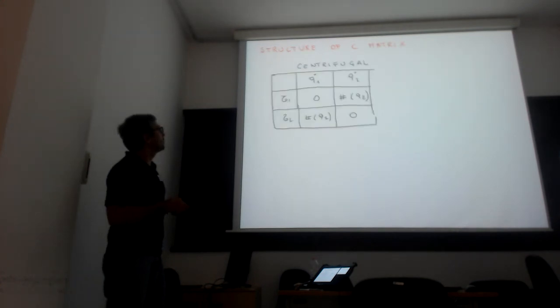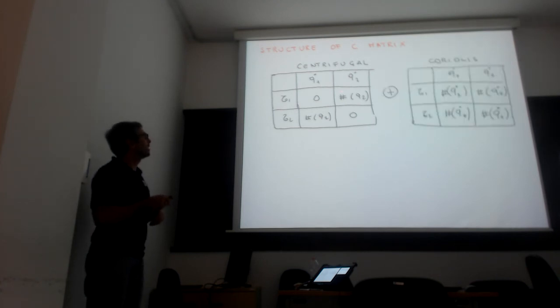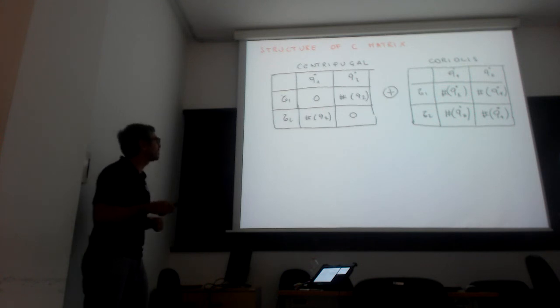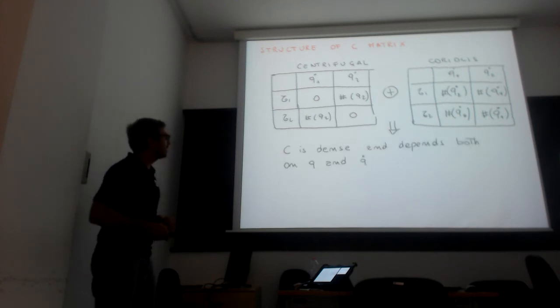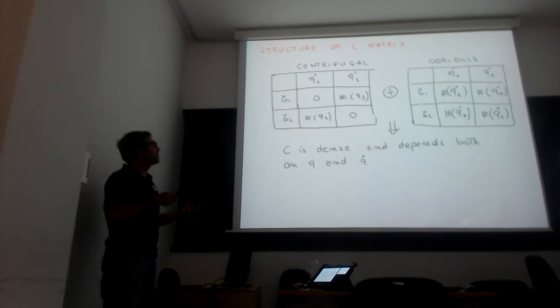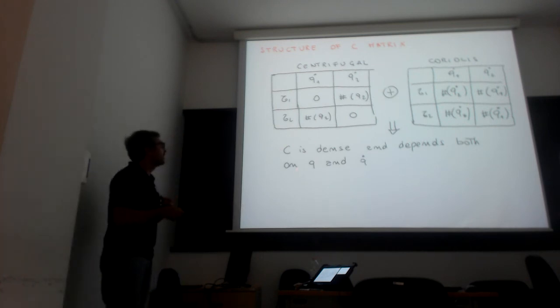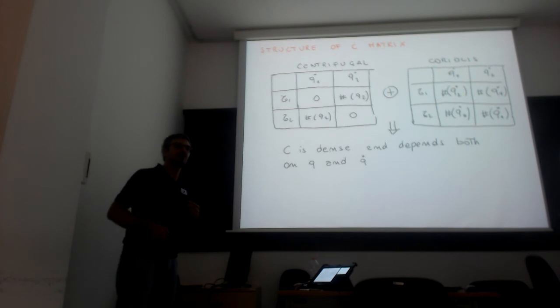So it means that if we look at the centrifugal effect, we have a cable, as we said, the centrifugal force on tau 1 depends only on the position of q2, and the Coriolis terms are dense. And this means that if we sum up the two effects, the C matrix is dense and depends both on the position and the velocity, because the Coriolis part depends on the velocity and the centrifugal part depends on the position.